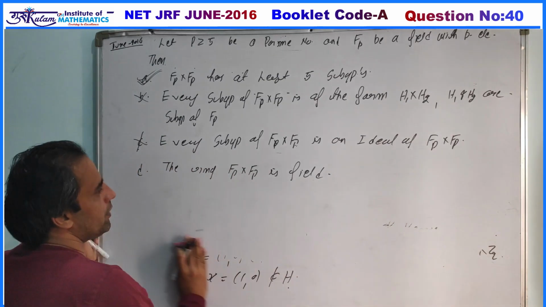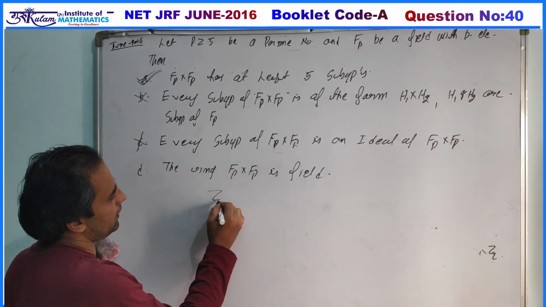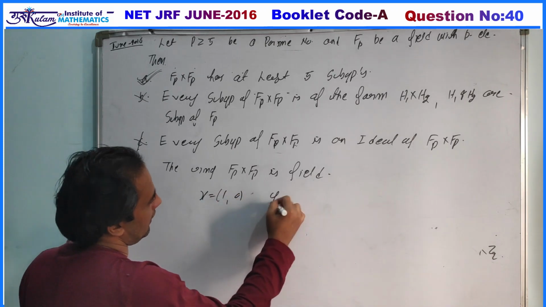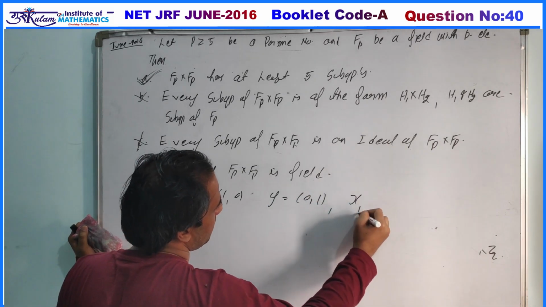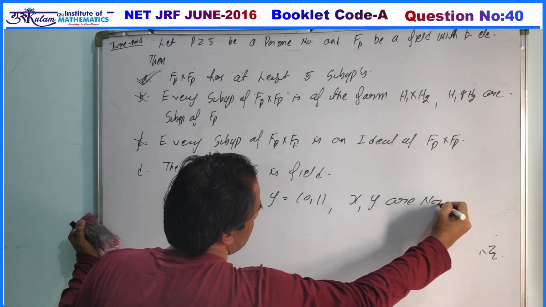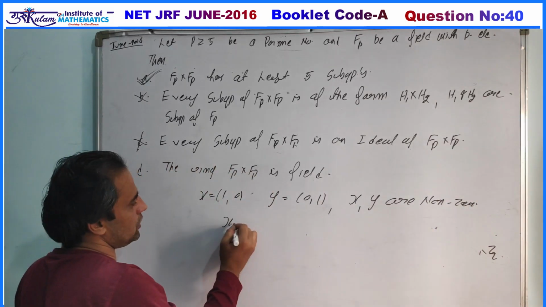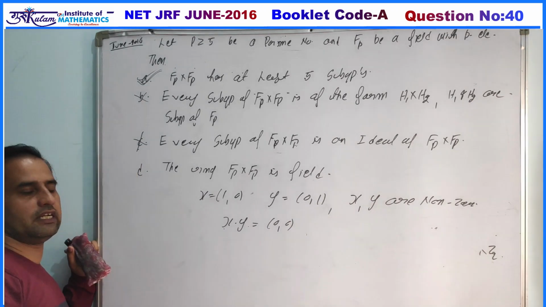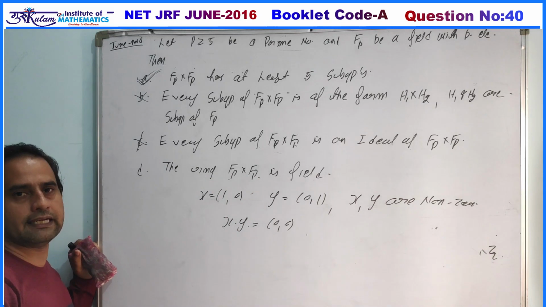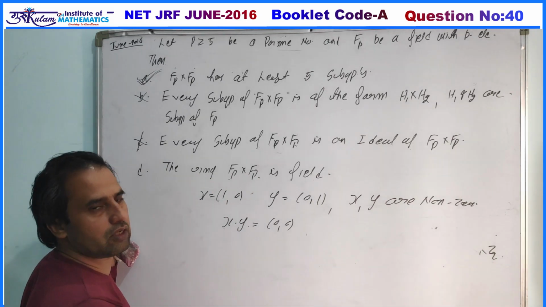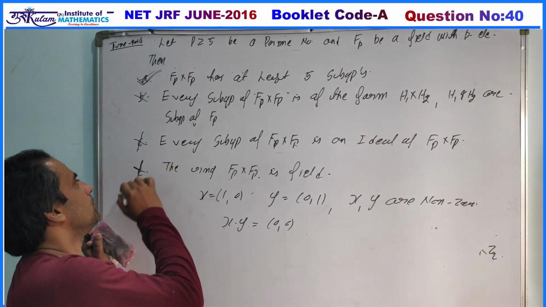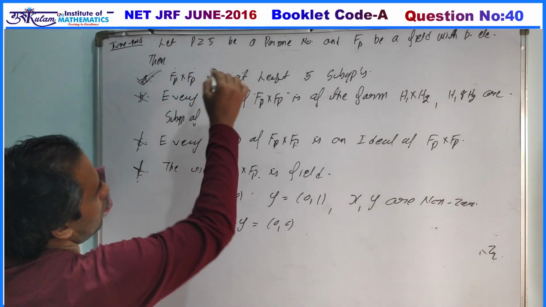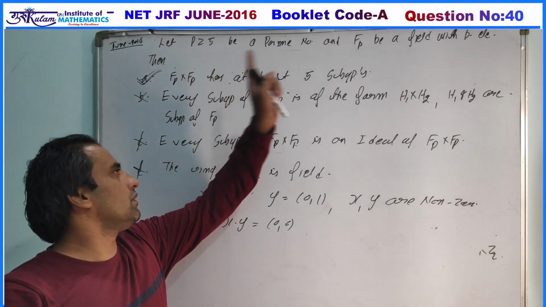And the fourth option is Fp cross Fp is a field. If we consider simply (1,0) as x and (0,1) as y, then definitely x and y are non-zero elements, and x dot y is (0,0). That is, the product of two non-zero elements is 0, so this ring has a zero divisor, which implies this is not an integral domain, which implies this is not a field. So your D option is also a false option. Hence the answer must be the A answer: the number of subgroups of Fp cross Fp is at least 5.